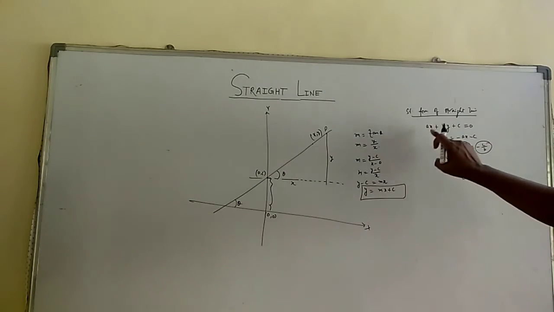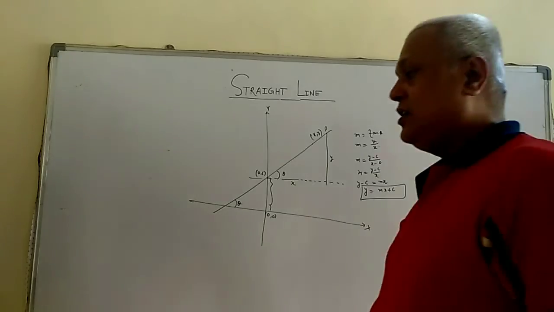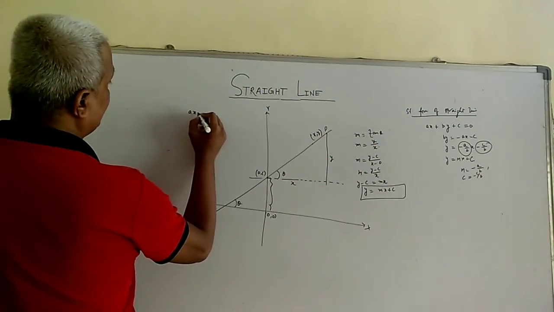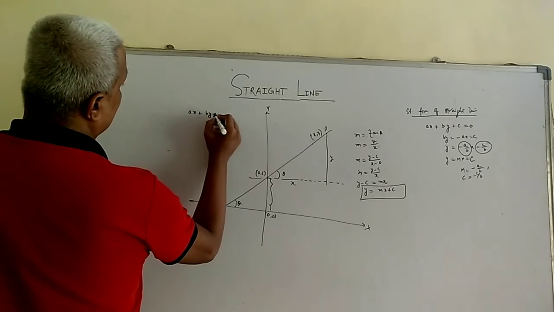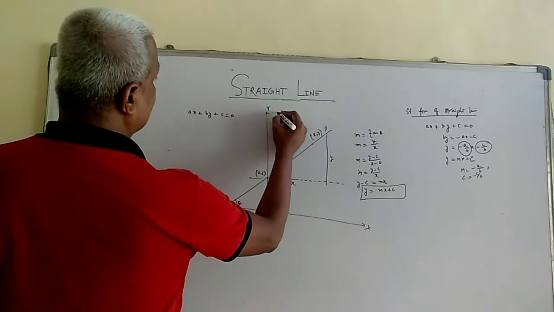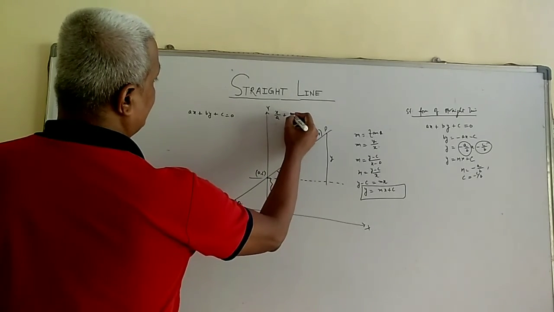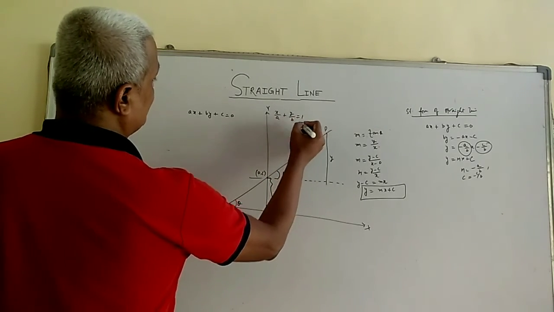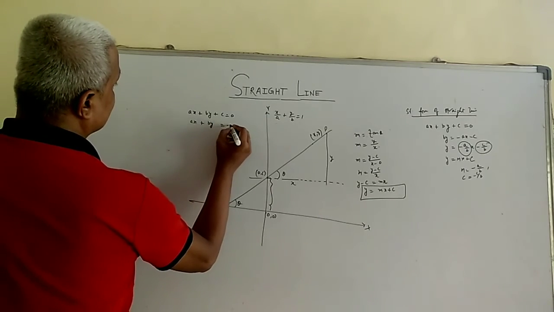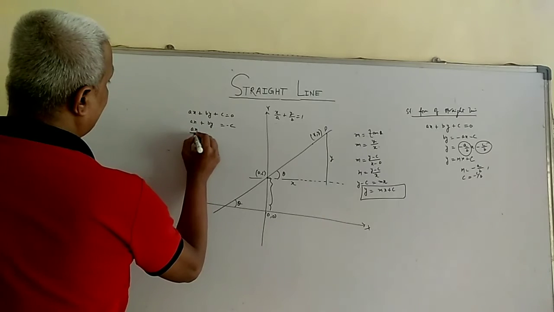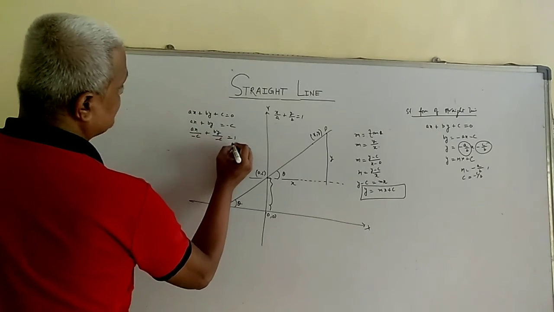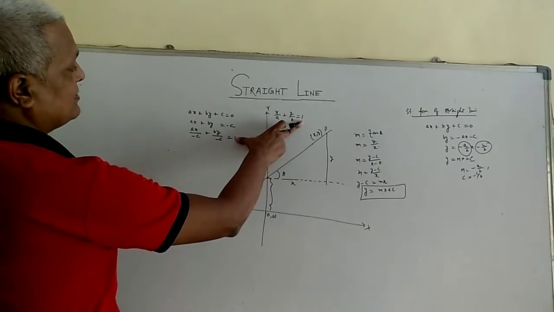Can I express this line in the intercept form? Why not? How? You can write ax plus by plus c equal to 0. What is the standard intercept form? The standard intercept form is x over a plus y over b is 1. So you can get ax plus by is minus c, ax over minus c plus by over minus c is 1. So the RHS has become 1.